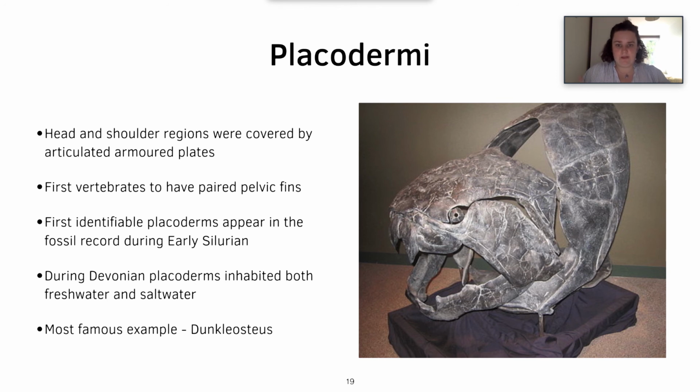Within Placodermi, there are 7 clades with over 350 genera, ranging from the Silurian to Devonian. It's currently debated whether it's a clade or not, but I'm not sure.